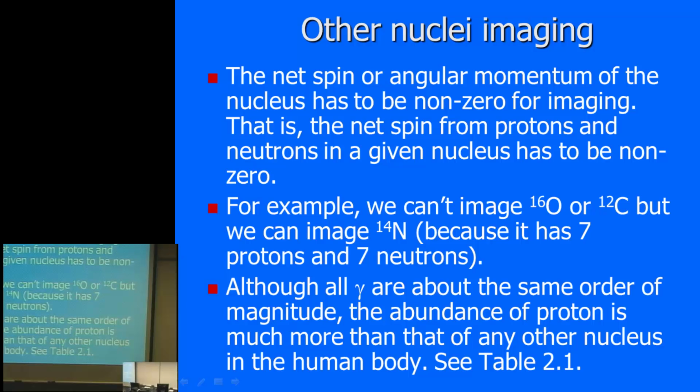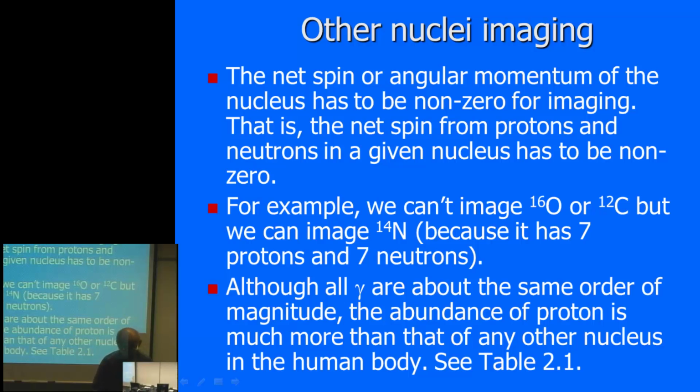And what's the basis of these things? The basis is that the net spin, or the net angular momentum, cannot be zero. What do we mean? It's not the total number of protons and neutrons together we are looking at. In fact, it's the total number of protons we are going to look at, and also the total number of neutrons we are going to look at. Now, it's not that simple.